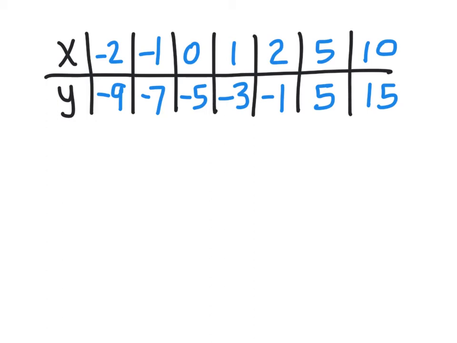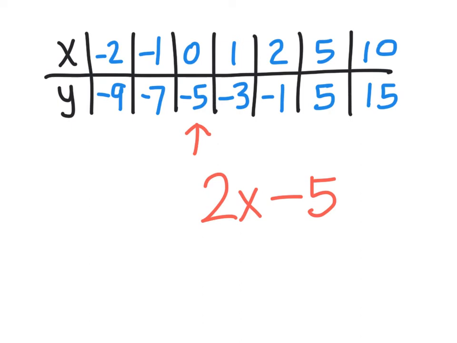Welcome back from pausing the video. Looking at 0, negative 5, we know that minus 5 is going to be in our rule. Okay, so let's see. I'm going to go to the 10. If I multiply 10 times 2 is 20, and then subtract 5. So it looks like x times 2 subtract 5. Let's test it with some negative numbers.